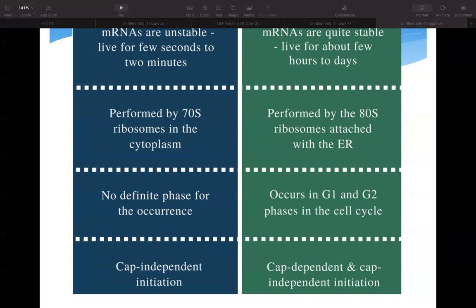In prokaryotes, translation is performed by the 70S ribosome in the cytoplasm, whereas in eukaryotes, translation is performed by the 80S ribosome, which attaches to the endoplasmic reticulum. In prokaryotes, there is no definite phase for the occurrence, but in eukaryotes, it occurs in the G1 and G2 phases of the cell cycle. Prokaryotic translation is a cap-independent initiation, whereas eukaryotic initiation is both cap-dependent and cap-independent.